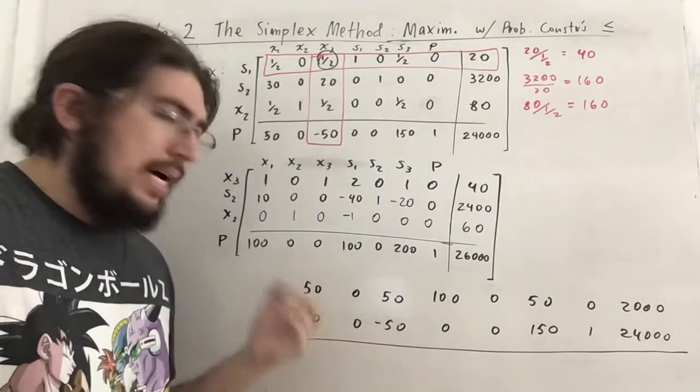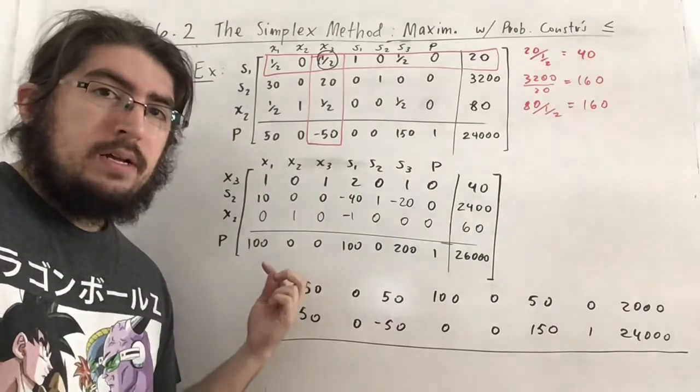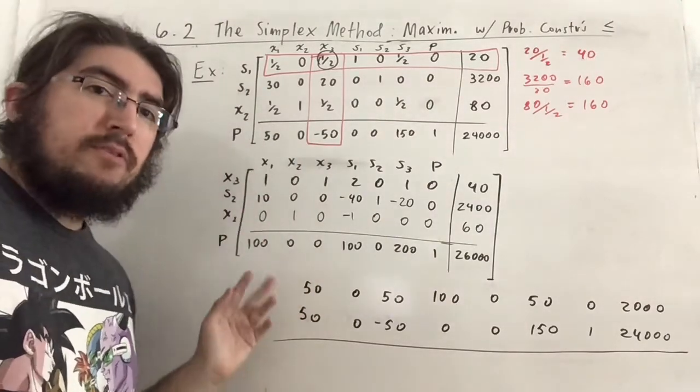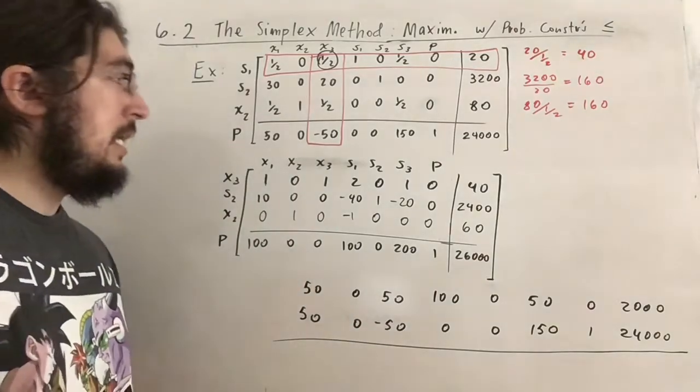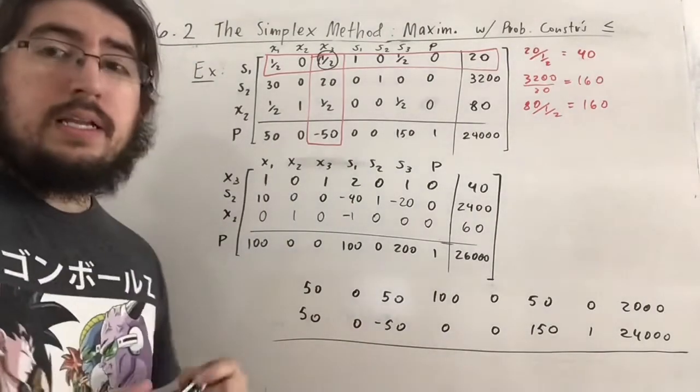Why? Because like I mentioned earlier, there are no negative indicators here now. So we can't even start finding our columns. Because remember, you look for the most negative number here. There are no negatives, so we can't continue with that process. And from there, we can't continue pivoting. So we're actually completely done.